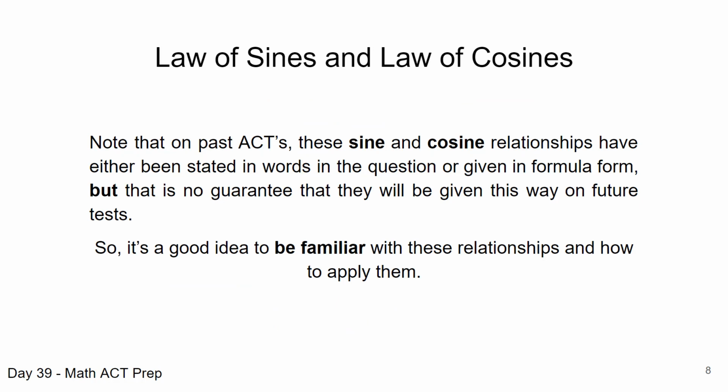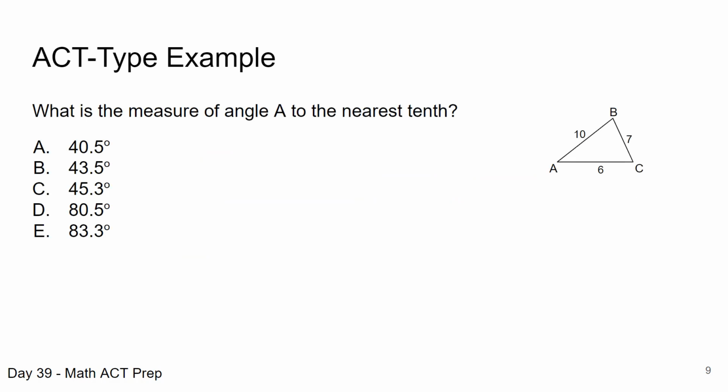And I just wanted to reiterate again, in past ACTs, we've been given these relationships mostly for sine and cosine, either stated in words or given in formulas, but that's no guarantee that they'll give it to us in the future. So just be familiar with these relationships and how you can apply each of them. Let's take a look at an ACT type example. Pause the video here and we'll come back together and work this.